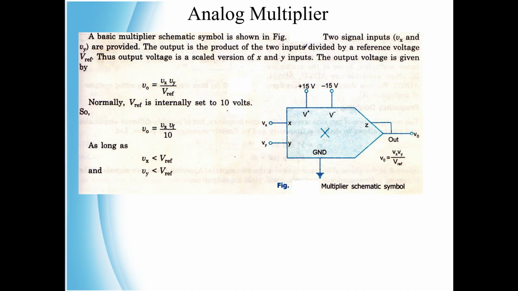The output voltage is given by V0 equal to Vx times Vy divided by Vreference. Normally, Vreference is internally set to 10 volts. So, V0 equal to Vx times Vy divided by the reference voltage 10, as long as this condition is satisfied, as long as Vx is less than Vreference and Vy is also less than Vreference.